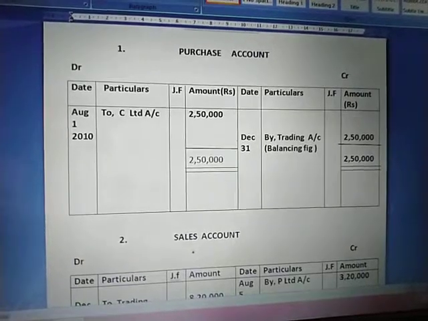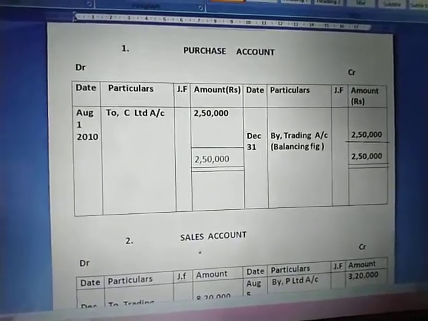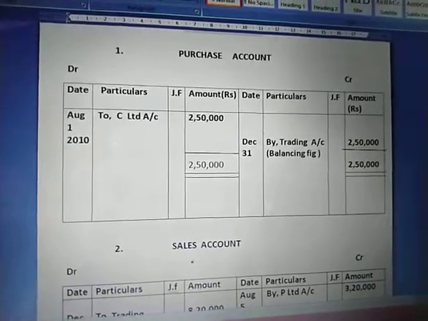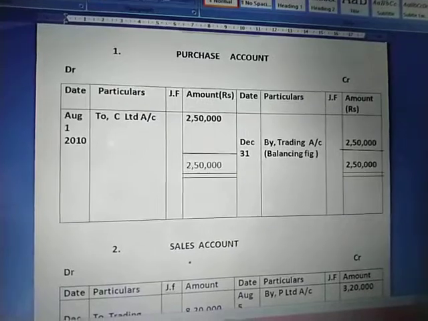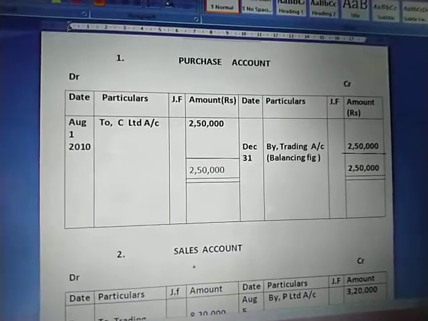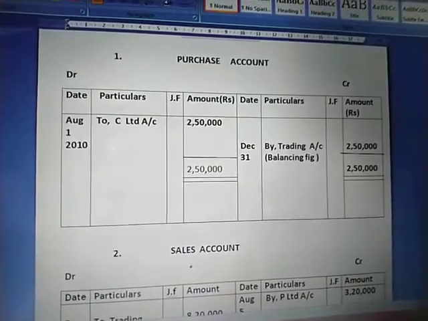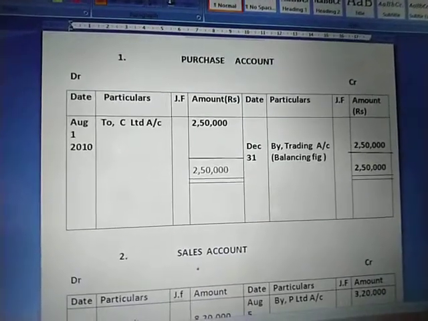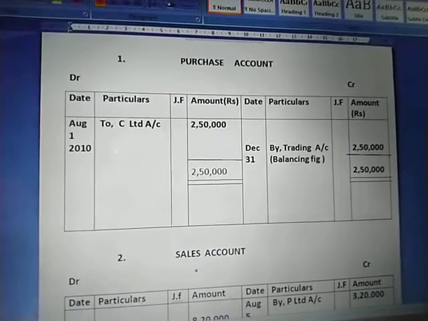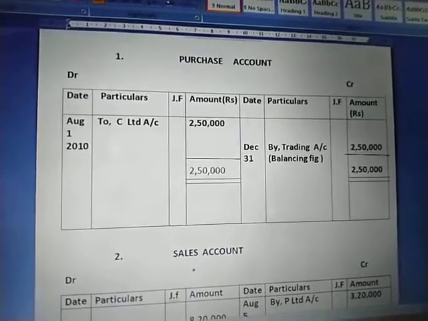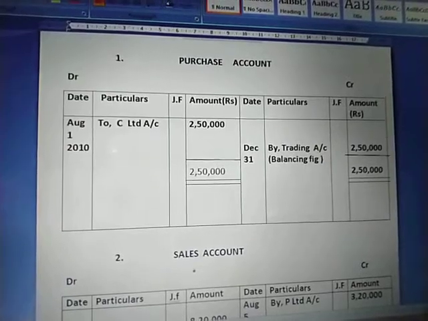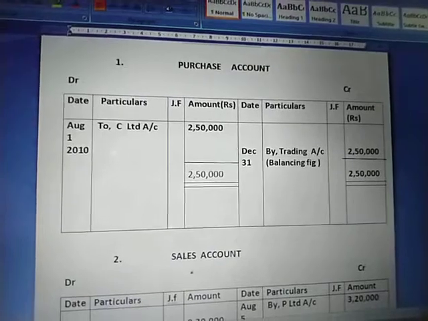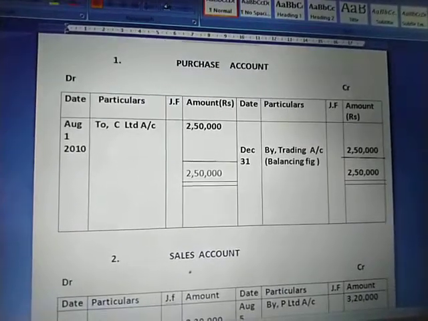Now students, we will balance each and every ledger account according to the rules of balancing. Since purchase account is related to goods, that means it is a real account, but it is related to goods, so the balancing figure will be transferred to trading account. In purchase account we have only one side, that is on debit side we have 2,50,000, and on credit side we don't have any transaction to post, so we'll simply write it as by trading account 2,50,000, and this will be posted as transfer to trading account.